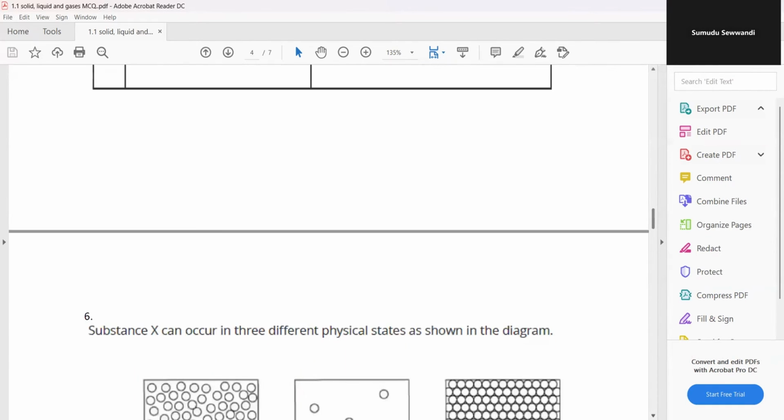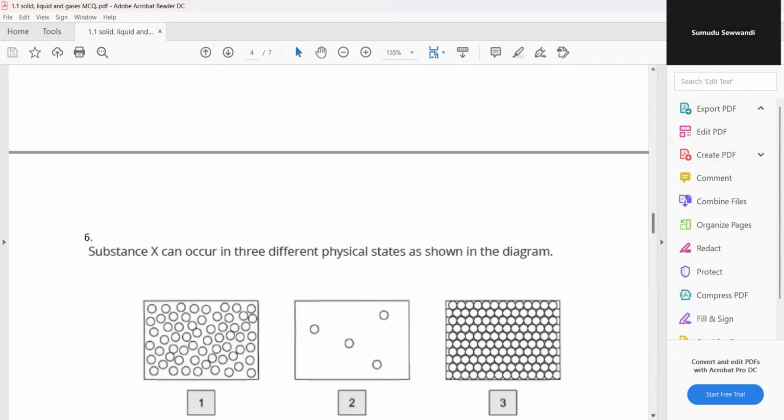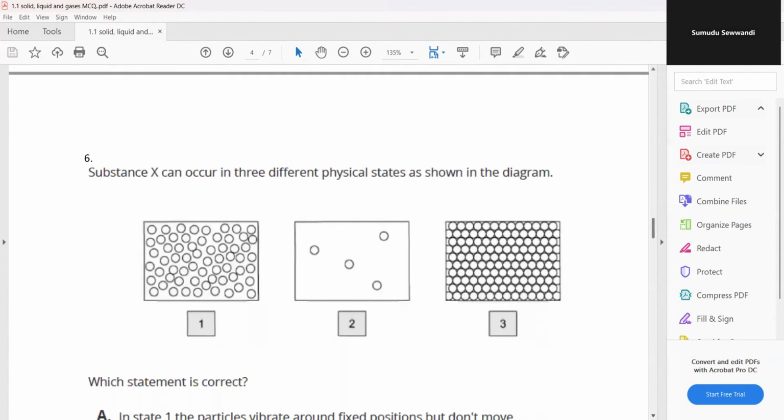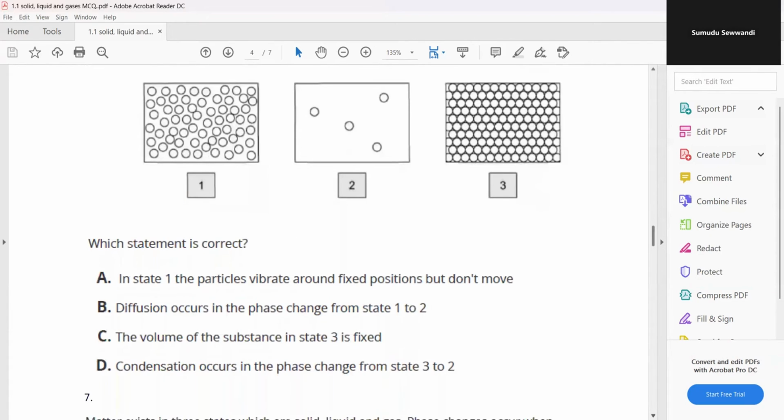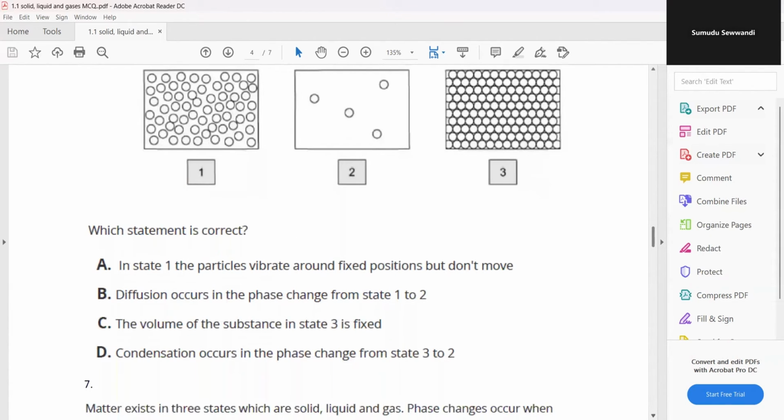Sixth question. Substance X can occur in 3 different physical states as shown in the diagram. Which statement is correct? Let's analyze each statement based on the diagram. State 1. Particles are closely packed but not in a regular pattern. This represents a liquid. State 2. Particles are far apart and randomly distributed. This represents a gas. State 3. Particles are closely packed in a regular ordered pattern. This represents a solid.